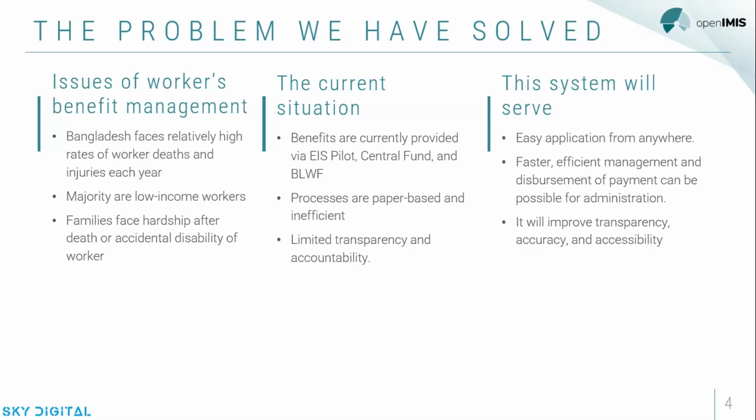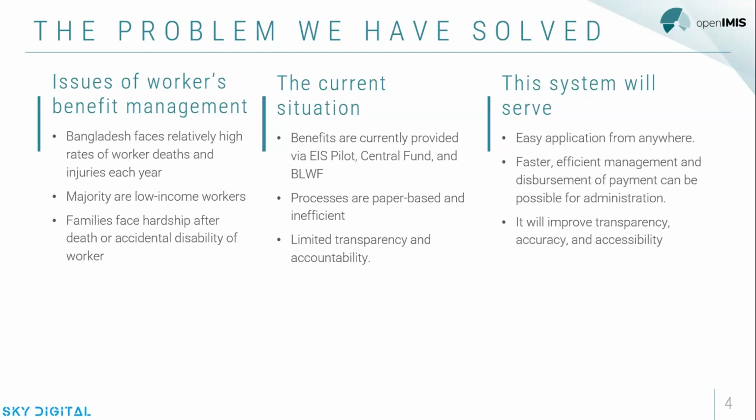So right now, government is providing the support through 3 different organizations. That is EIS, there is a scheme, Central Fund, and Bangladesh Labor Welfare Foundation. That is, in short, BLWF. So currently, they're providing the benefits to the workers through paper-based.